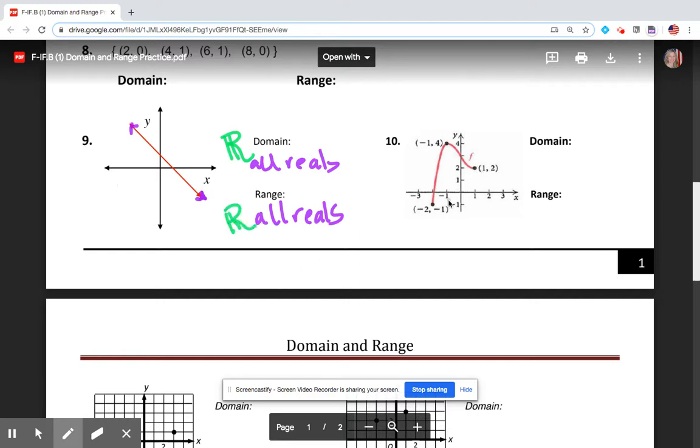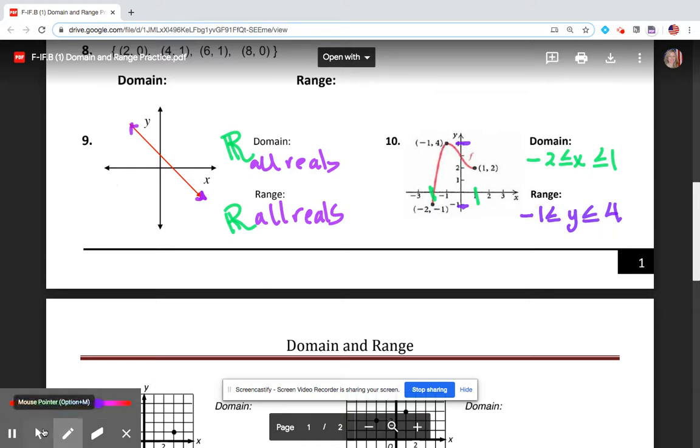Now in this example, my domain, there's a starting point on my x-axis and there's an ending point on my x-axis. So my domain is between -2 and 1, including those endpoints. My range, on the other hand, there's a high value that this graph never goes above, and there's a low value this graph never goes below. So my range, it's from -1 to +4, including those endpoints, because the graph passes through those y points.